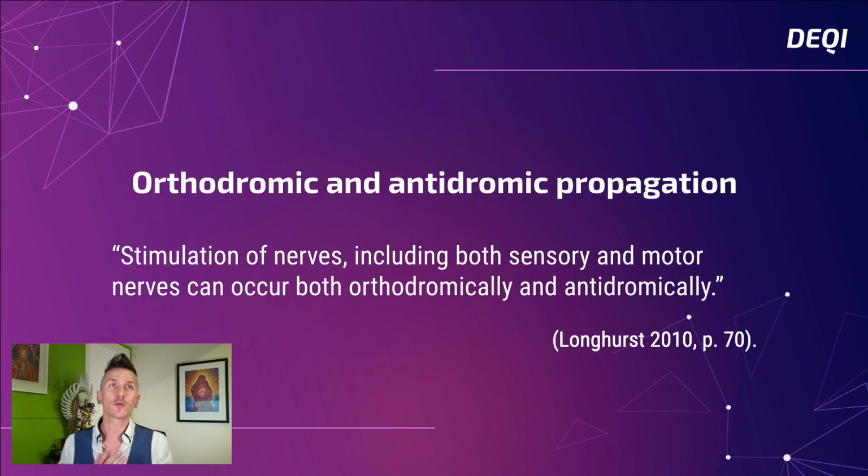According to this concept, that you're able to make the qi run either up or down a channel, it gives the basis for there being the flow of a yin and yang system within the body that is beyond the explanation of the nerves. So one of the ways of explaining this is something called orthodromic and antidromic propagation. So the stimulation of nerves, including both sensory and motor nerves, can occur both orthodromically and antidromically.